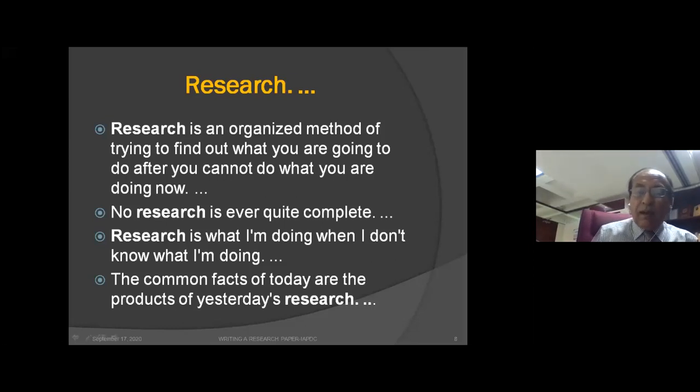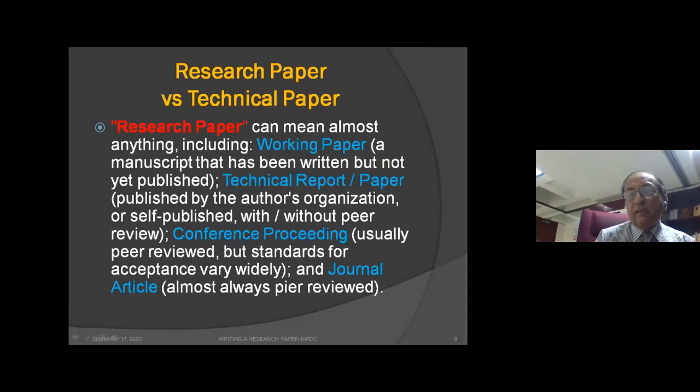The common facts of today are the products of yesterday's research. Had the people not carried out research yesterday, then we would not have known so many things today. So what we are going to find out or develop today in the engineering intellect, in the philosophy of engineering, in the methods of engineering, in materials or whatever, it will be of use to the future generations. Like we are reaping the fruit of what was done by our ancestors.